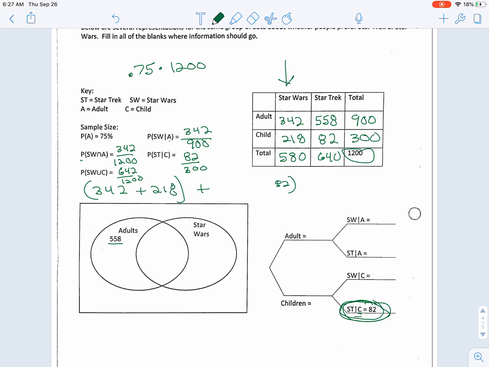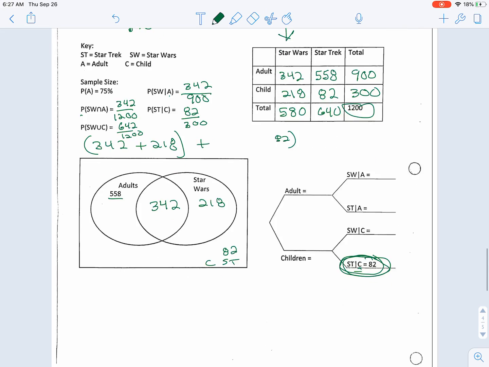All right. And then I just fill in my Venn diagram. Adults and Star Wars. Star Wars and kids. And the fourth number would be children, Star Trek.